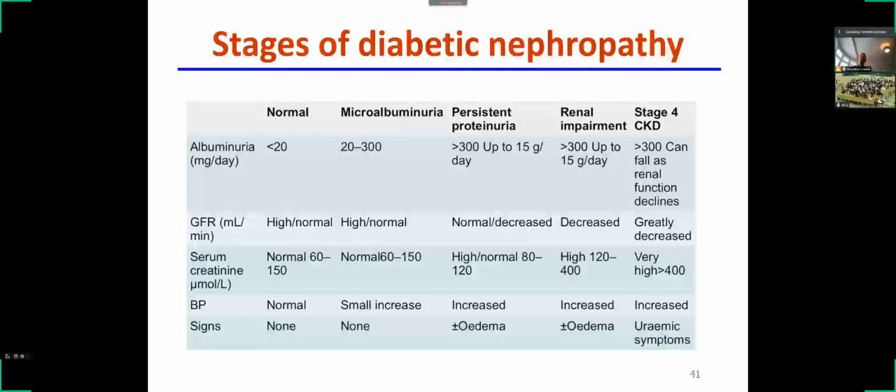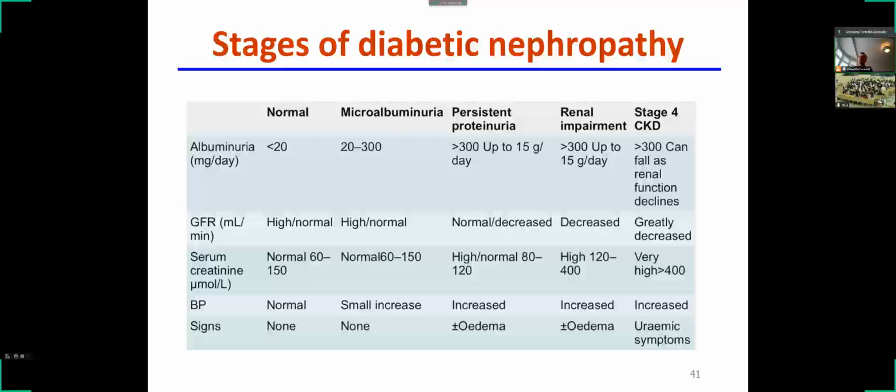So what are the stages of diabetic nephropathy? First, you start to develop albuminuria. You start with normal levels below 20 mg per day, and then as it persists, it's going to start to increase all the way up to 300 mg per day, and in severe cases, up to 15 grams per day, which will then lead to serious renal impairment, obviously.